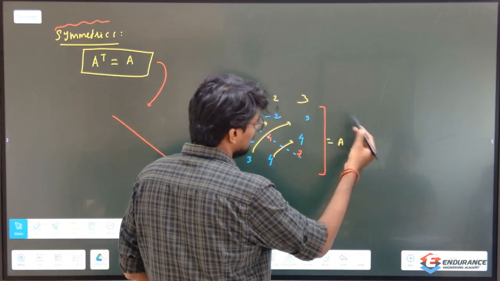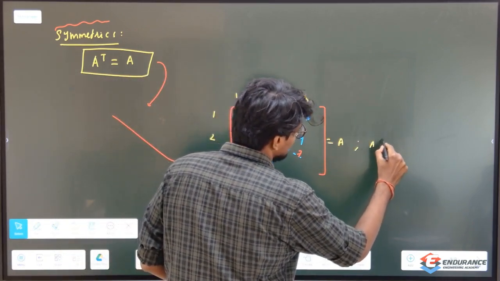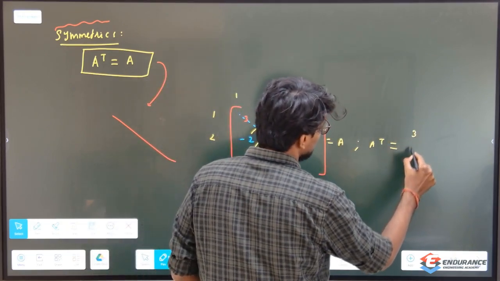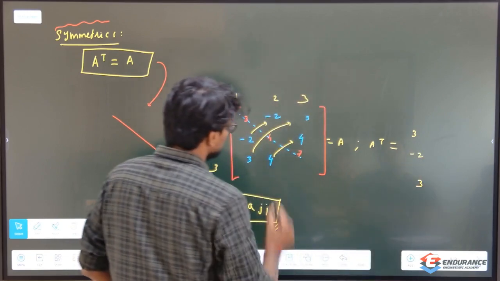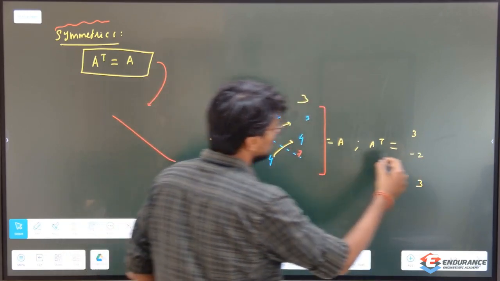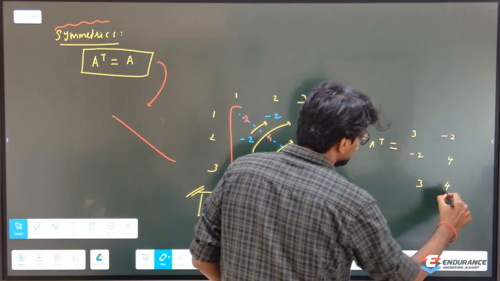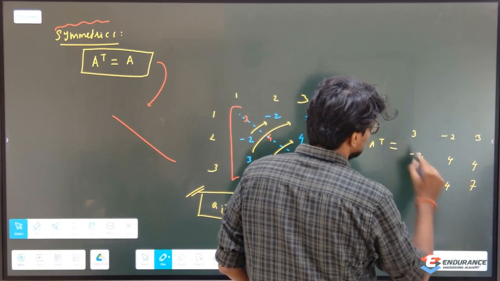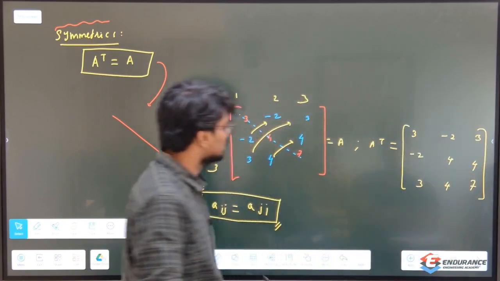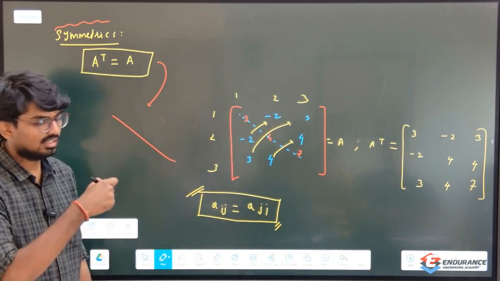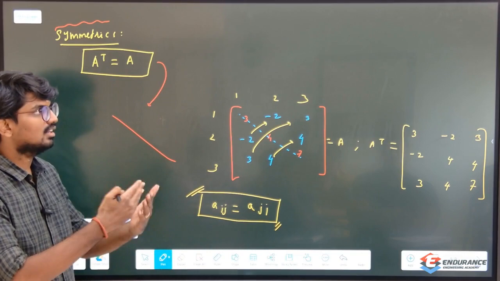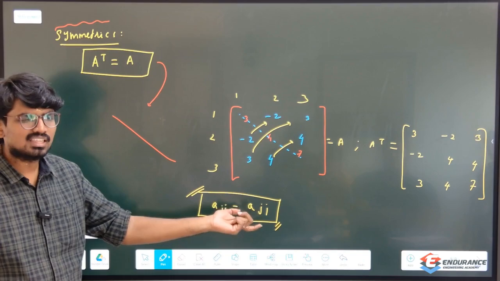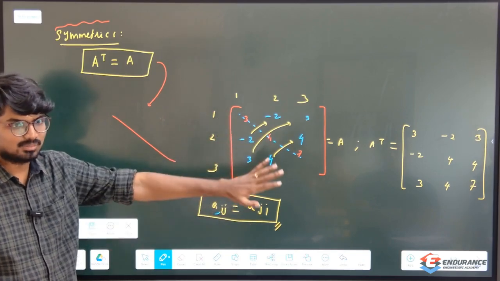You check it. What do we get when we apply A transpose? First row changes to first column. Okay, it is going to be 3 -2 3. Second row to second column: -2 4 4. Third row to third column: 3 4 7, right? So my A and A transpose are now the same. If my A and A transpose should be the same, then Aij and Aji should be the same. This is the same condition.